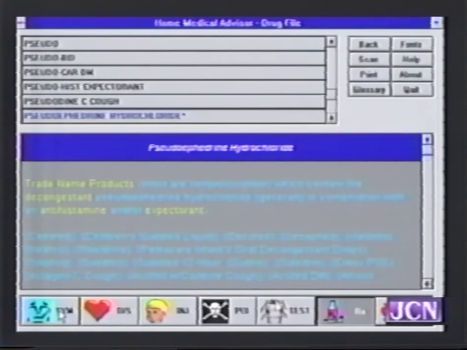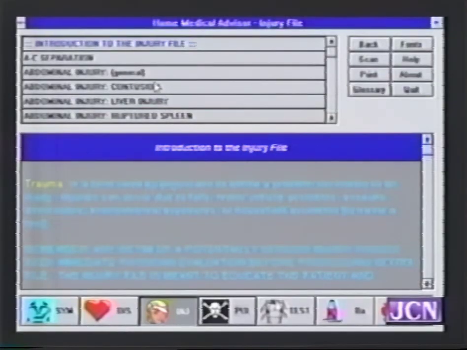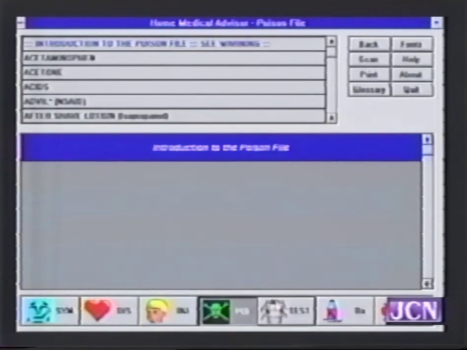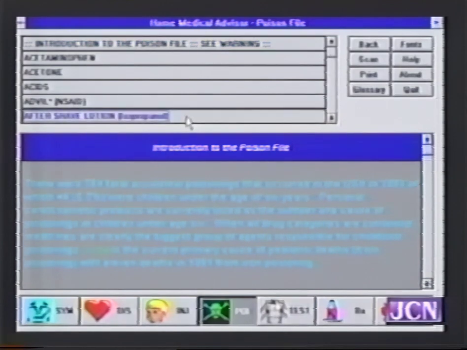Not only can we do symptoms, but we also can go into different areas, things that we may need to know, such as diseases, and not that I've ever had any. We've got diseases, injuries, all the way, you have abdominal injuries, all sorts of broken ankles, gunshot wounds, if you have those. Poisons you can look up, for example, different kinds of poisons. If you drank aftershave lotion, it tells you exactly what to do.